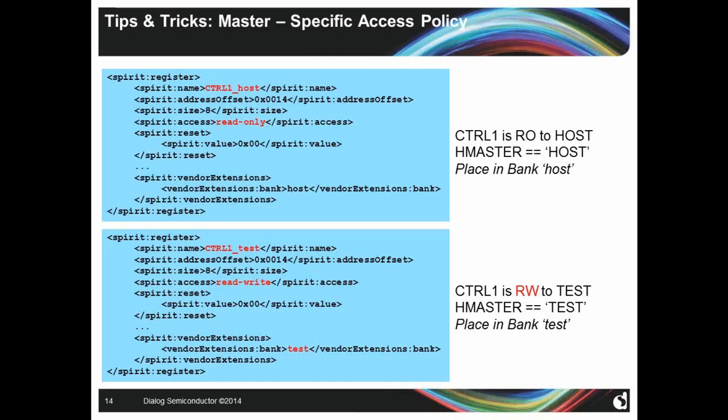The idea of this vendor extension of a bank is to say that there's some sideband logic which is effectively selecting a different bank of the registers. So the sideband logic would be the HMaster on the AHB protocol in this case. So we have one register here, read only if the master is host, and it's read write if we have a master of test. So we place the register twice in two different banks in our IP-XACT.